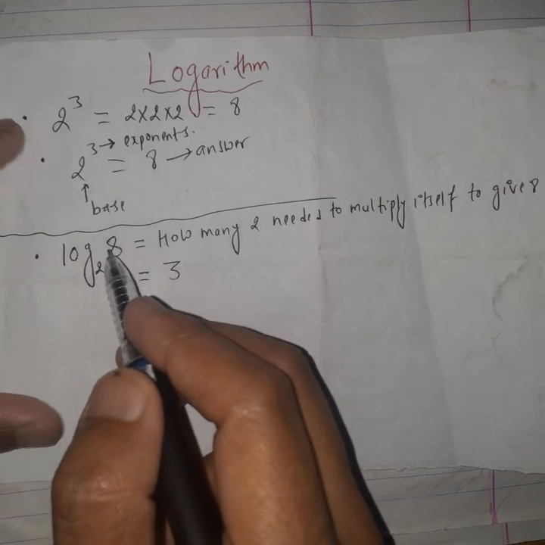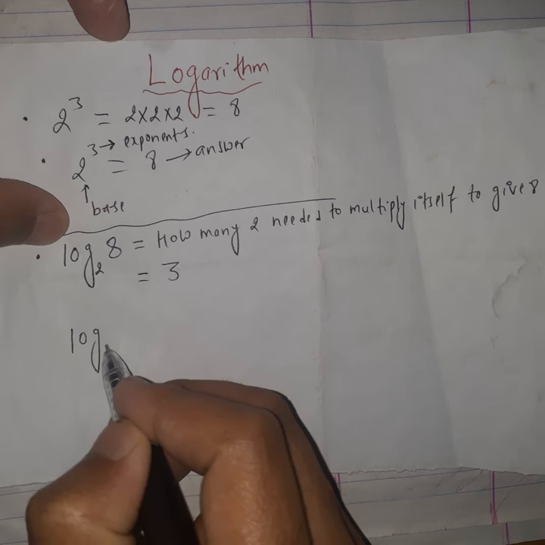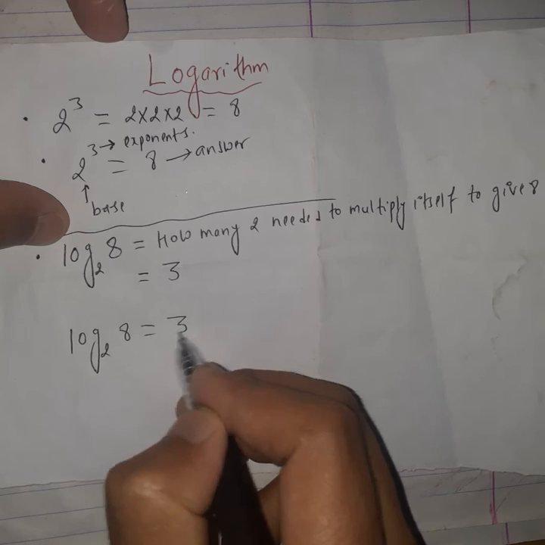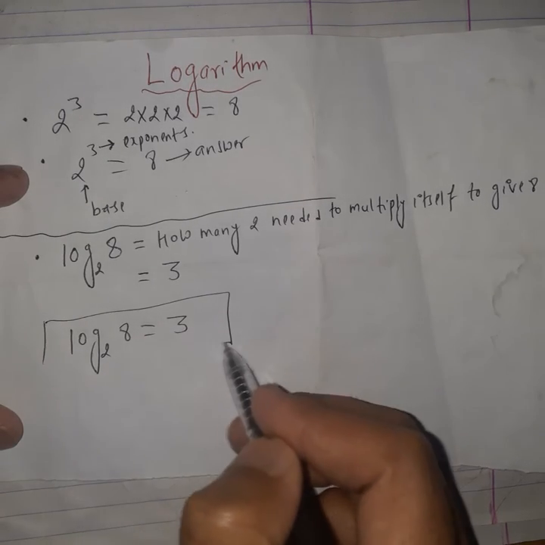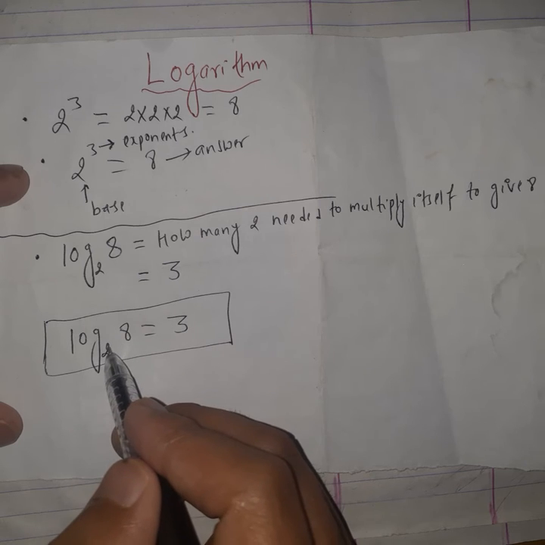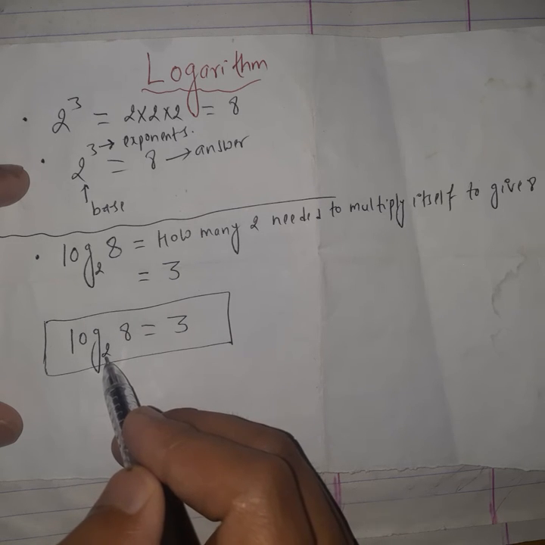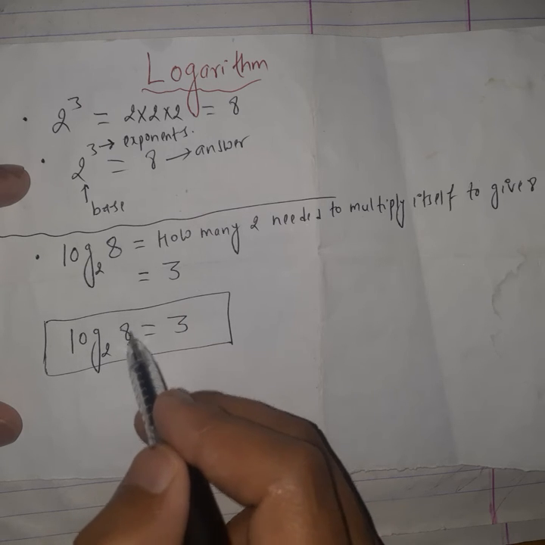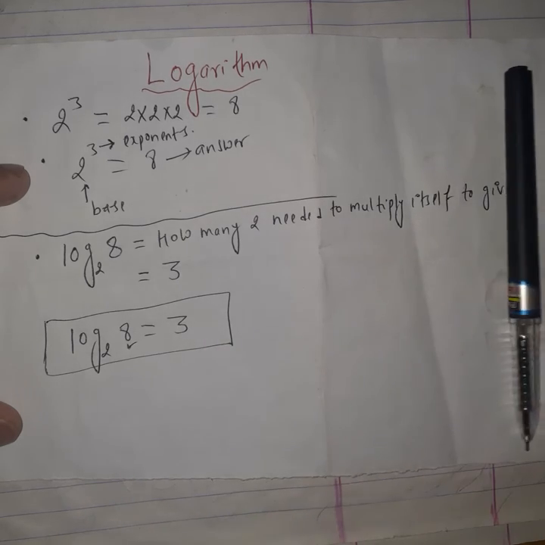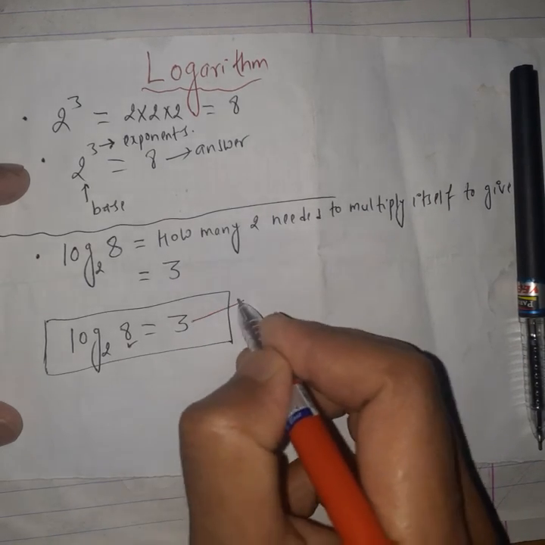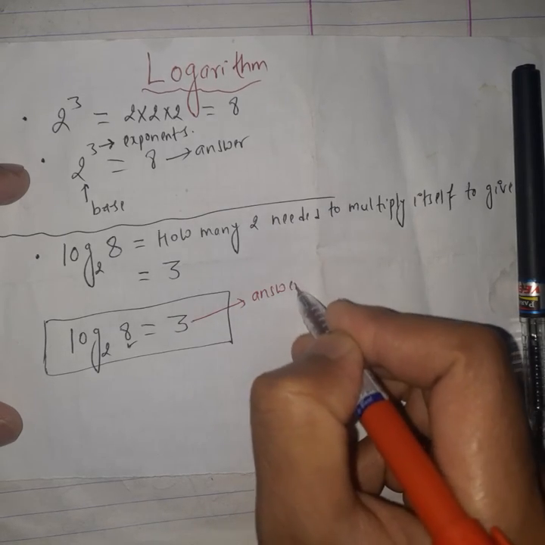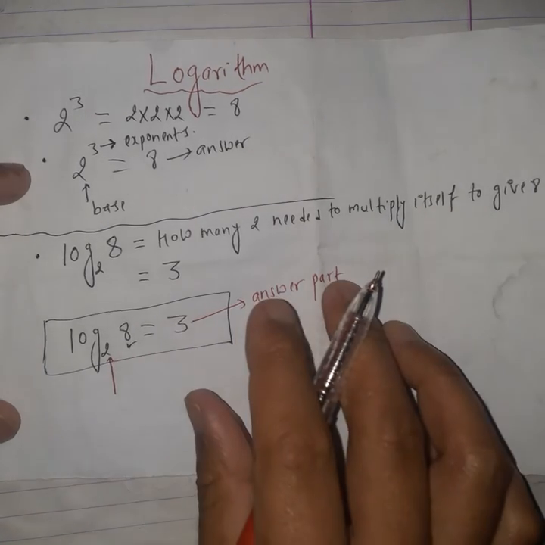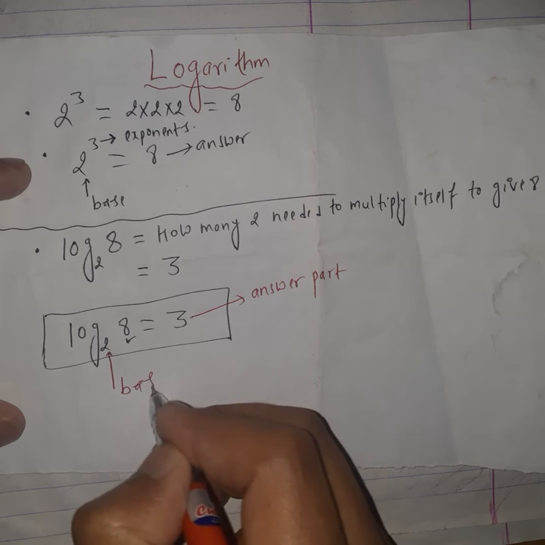And here, log to the base 2 of 8 is calculated as 3. The basic meaning of this notation is: what is the power of 2 to produce 8, and the power of 2 is 3 to produce 8. This is the answer. And there are also three parts in the logarithm. This part is the answer part, and this number in the subscript is called the base.